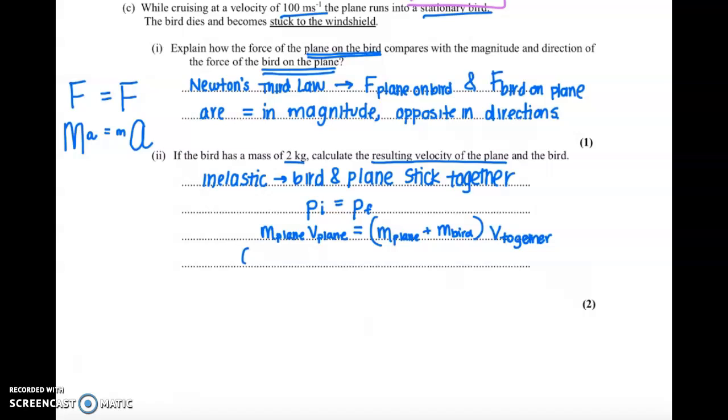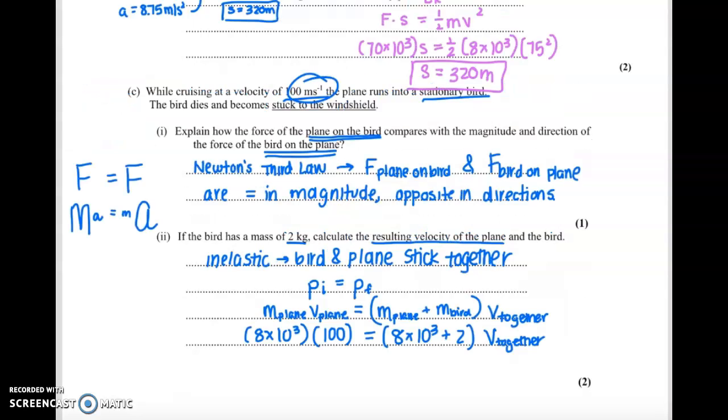We know the mass of the plane and the initial velocity of the plane given as 100 meters per second. Again, the mass of the plane plus the mass of the bird, and we're looking for their final velocity together. Solving this out, their final velocity is 99.98 meters per second. Definitely enough to kill a bird.